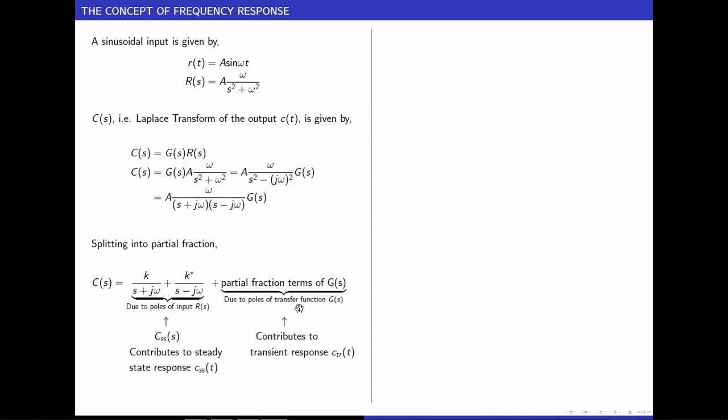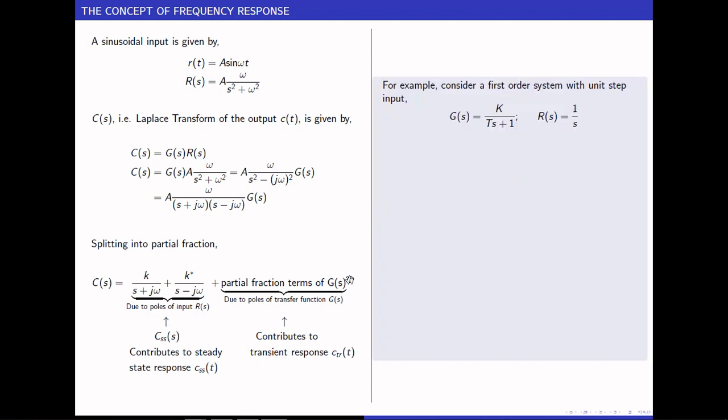If you don't understand this, let me explain this with an example. Let us take a first order system. G of s here is K by Ts plus 1, where T is the time constant of the system. Let me say that the system is applied with a unit step input. So the Laplace transform of unit step input R of s is equal to 1 by s. So this is my G of s and this is my R of s. And obviously C of s, the output, will be the product of G of s into R of s.